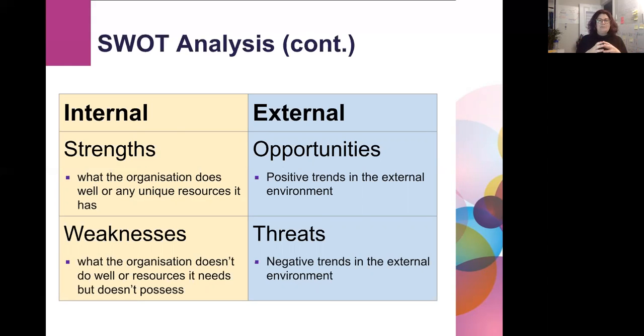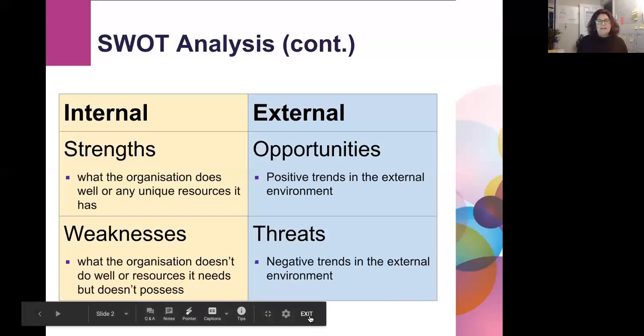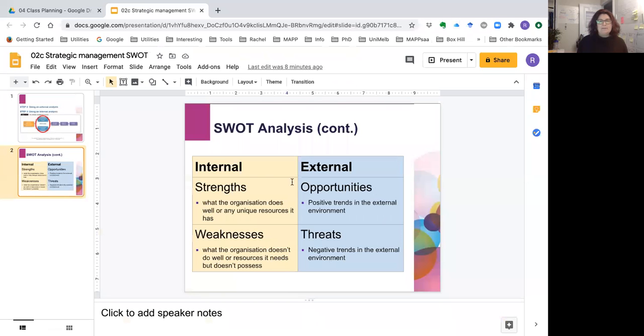And so we want to be able to identify them initially. What are the potential opportunities that come from those trends in the external environment? And what are the negative trends, or things that are actually going to negatively impact us in some way, shape or form, which are the threats to our organisation? So let's have a look at a couple of examples from the documents we were looking at before.